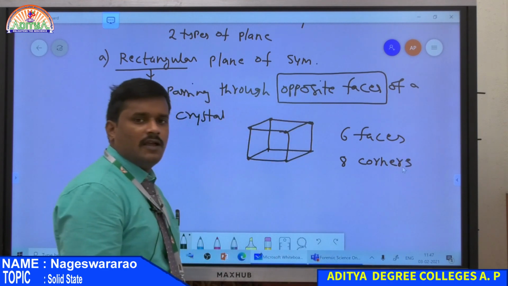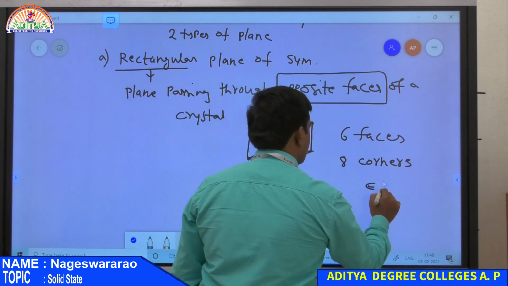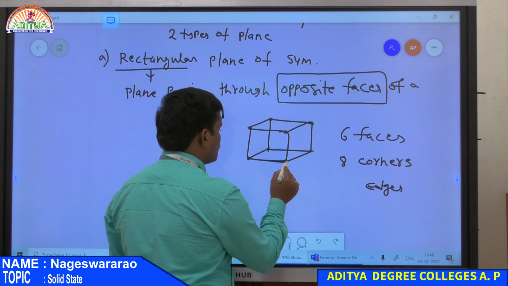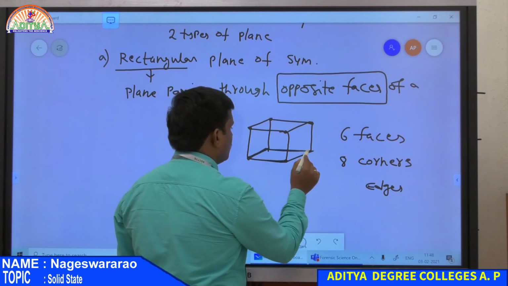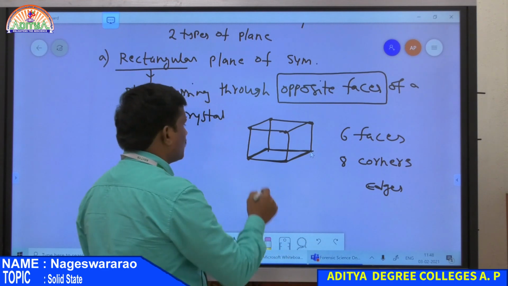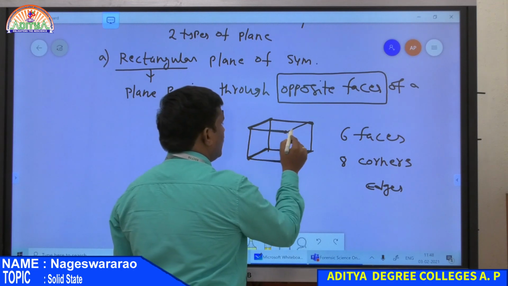Each crystal having 8 corners. And how many edges? So look at the edge. So this is one edge, second one, third one, fourth one. So there are 4 edges at bottom. Similarly, fifth one, 6, 7 and 8.